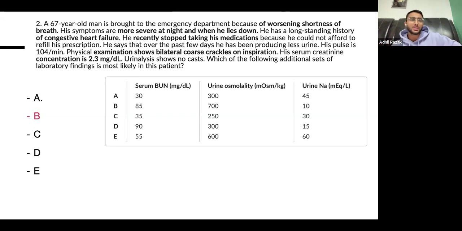Ultimately, what the body does is that it tries to retain the volume. When it retains the volume, the urine that comes out becomes more concentrated, and the osmolality of that urine will be very high, which is why it is 700 in here. And the urine sodium is 10 at this point because there is increased sodium and water retention, and there is a decreased fraction of excreted sodium as well.